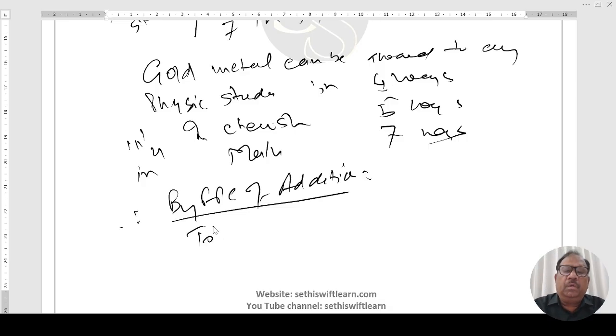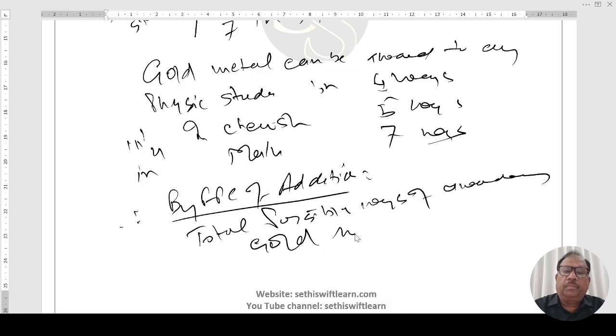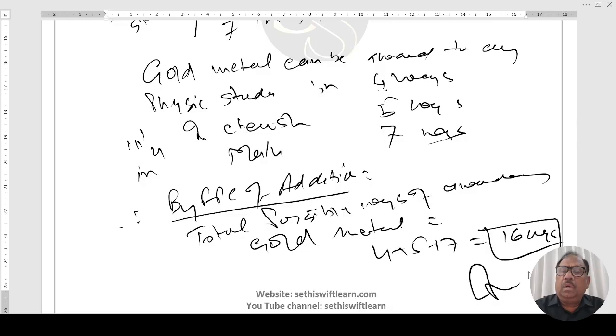Therefore, total possible ways of awarding the gold medal equal to 4 plus 5 plus 7, 16 ways. That is the answer. Right?